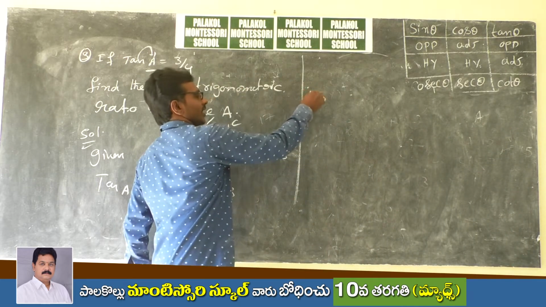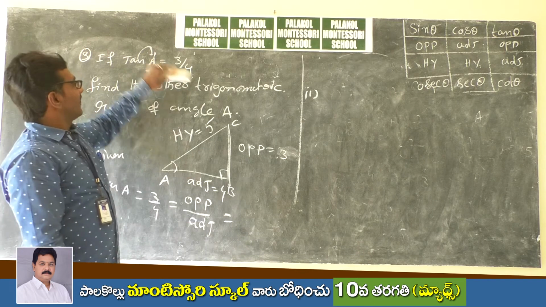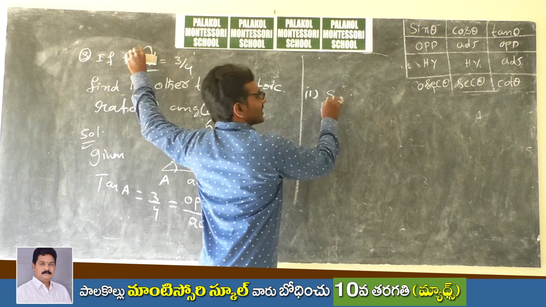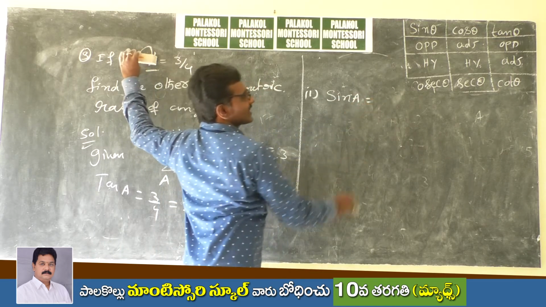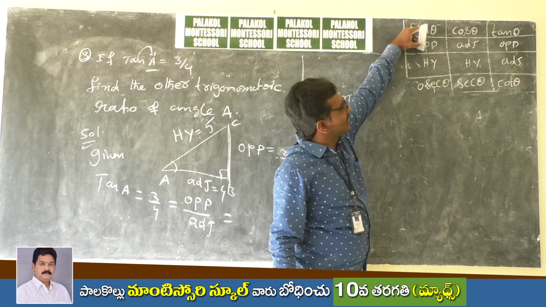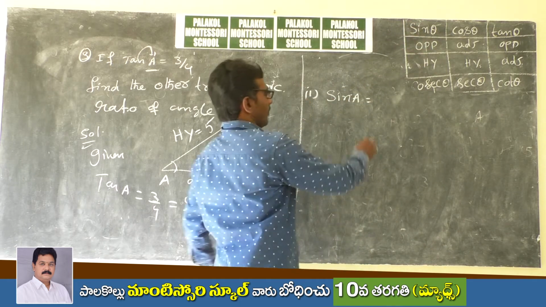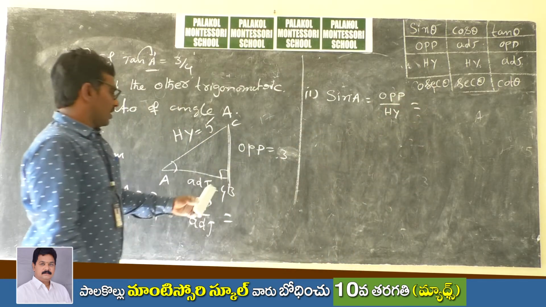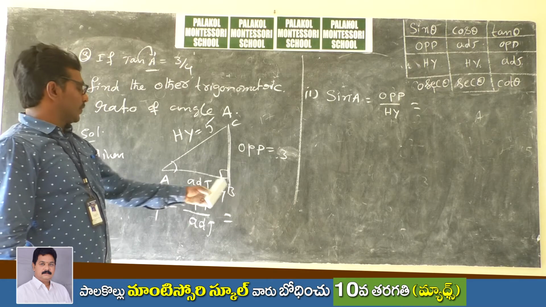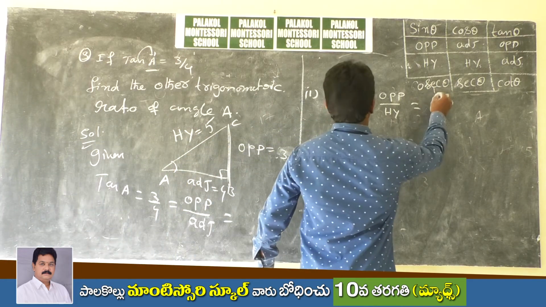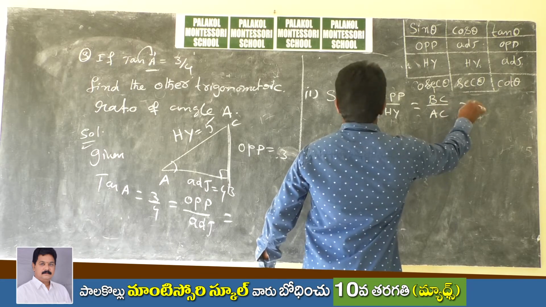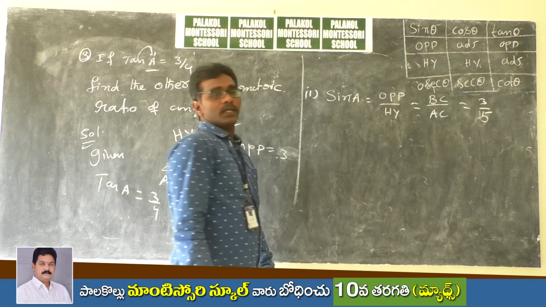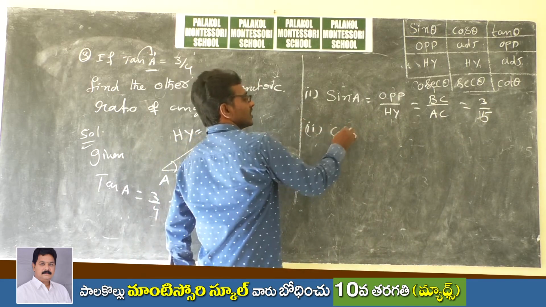So, you find out other trigonometric ratios. Tan A is already given. Next one, you want the sin A. What is the sin A ratio? Opposite by hypotenuse. Opposite is BC, hypotenuse AC. So BC by AC. So BC value 3, 3 by 5.